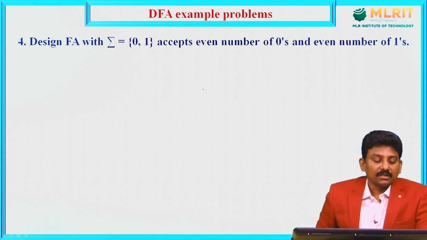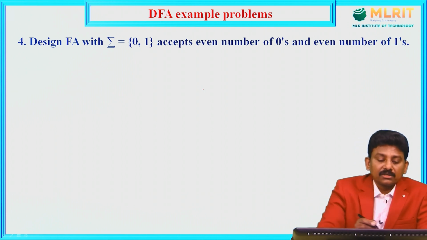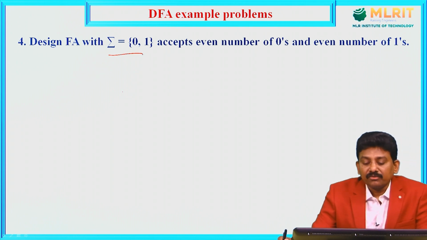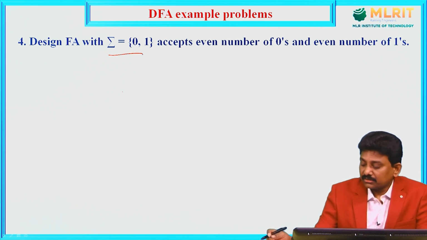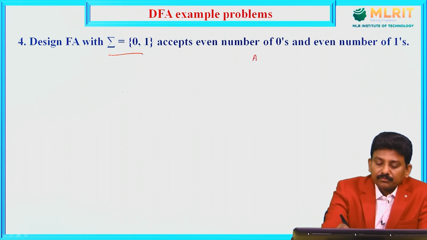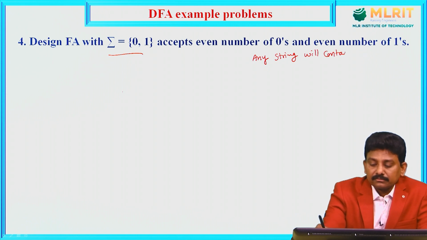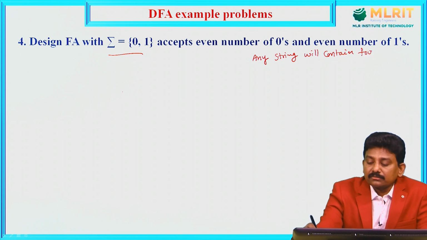Next, design a finite automaton with the given input alphabet sigma equal to {0, 1} that accepts an even number of zeros and an even number of ones. Any string will contain 4 combinations of zeros and ones.